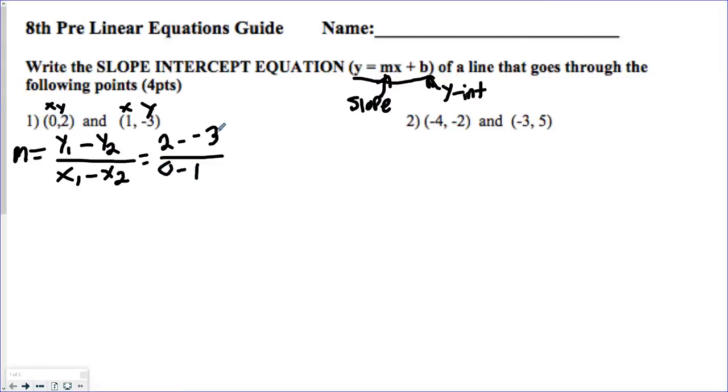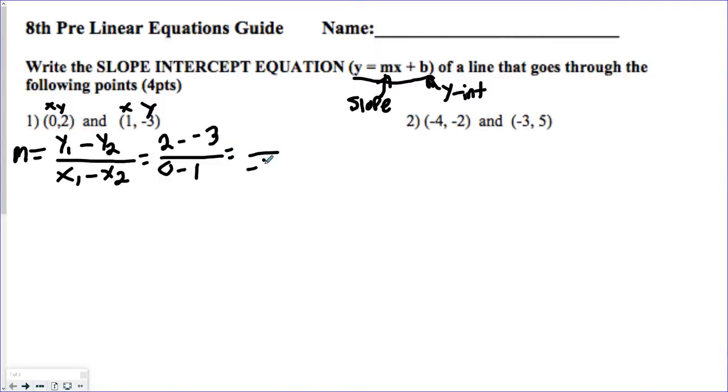Now, the top order doesn't matter so much. I could do 2 minus -3, or I could do -3 minus 2. But whatever I do on top, I have to repeat on the bottom. So if I do 2 and then -3, on the bottom I have to do 0 and then 1 to remain consistent. And then vice versa. If I did -3 and then 2 on top, I'd have to go 1 and 0 on bottom to remain consistent. So let's see what happens here.